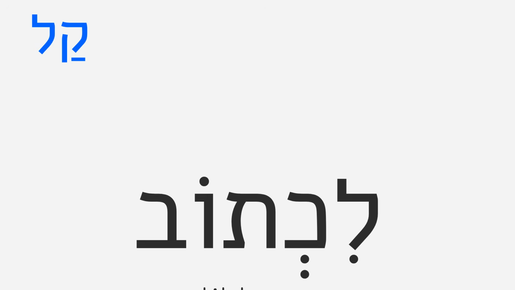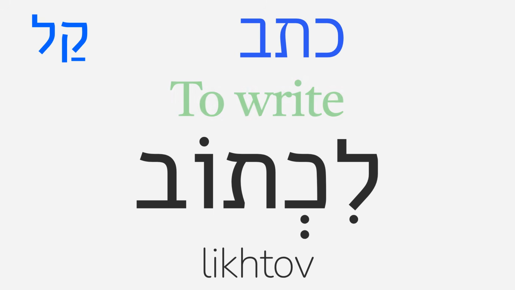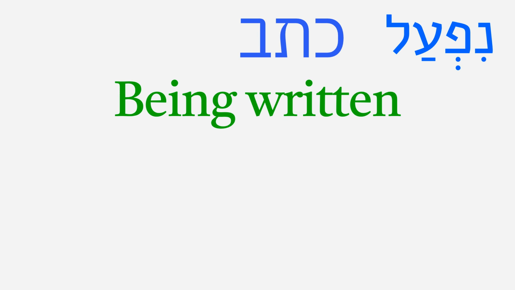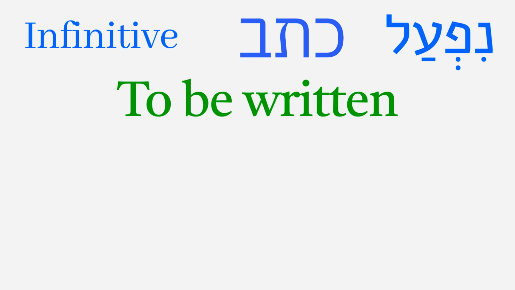Let's take a kal verb, lichtov. This is an infinitive from the root kaf tav bet, and means to write. That means if we put this root in the nifal binyan, it will have a meaning of being written. Let's make the nifal infinitive, to be written.